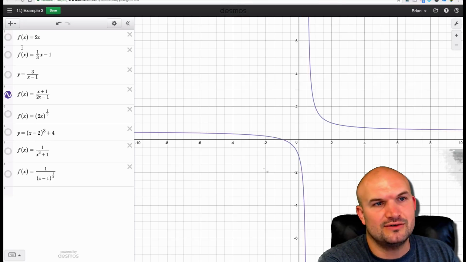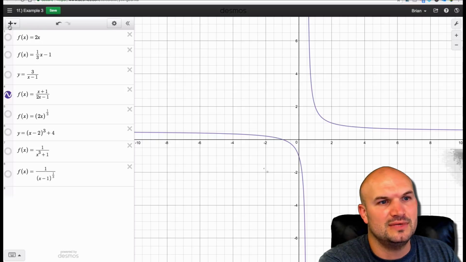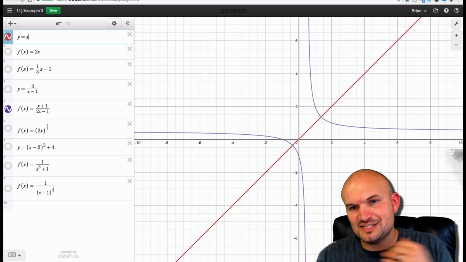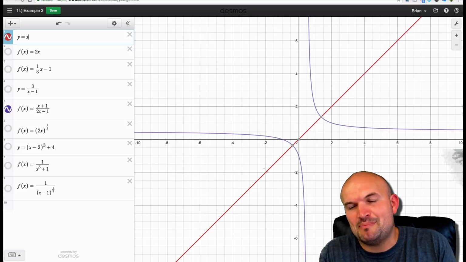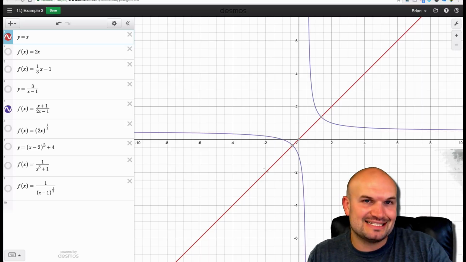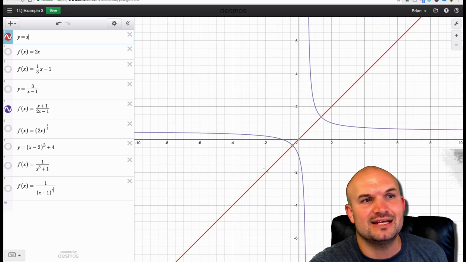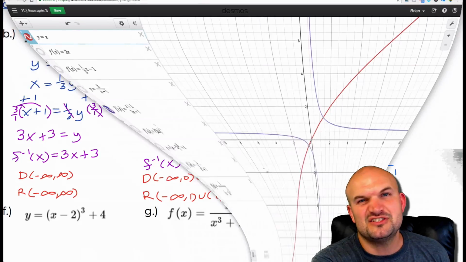If you look at this graph and the original y equals x, what we'll see is this graph is perfectly symmetrical about the y equals x line. So it actually has symmetry about the y equals x line. That's why the function and its inverse are exactly the same. So it's an interesting example.